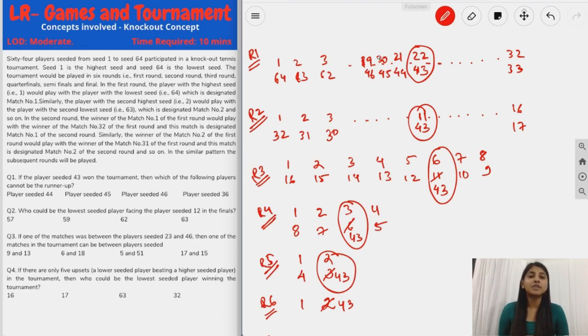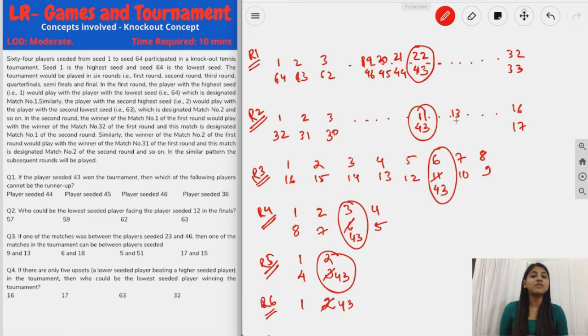45 is playing with 20. So if 45 has to reach there and become the runner-up, then 20 needs to be eliminated at this stage, and 45 will take 20's place. In the next round, 20 would have played with whom? 32 plus 1 is 33, minus 20 is 13. How did I calculate that? Because of the summing thing. 32 plus 1 is 33, 31 plus 2 is also 33. So the sum is maintained throughout. That is how 20 would have played with 13.